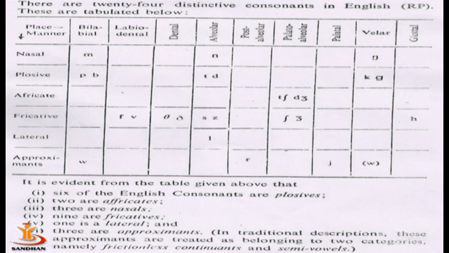Then we come to the approximants, or what we call frictionless continuants. And you have W, R, Y. The letter J as a phonetic symbol refers to the sound Y. Remember, we've already got that J there. If you look at the chart, the third, the palato-alveolar affricate, we've got ch there. And we've got j there. So, the letter J in the symbol is Y. So, when we talk of the letters of the alphabet, we will say A, B, C, D, E, F.